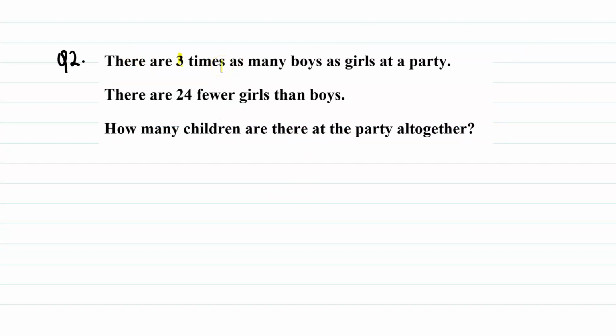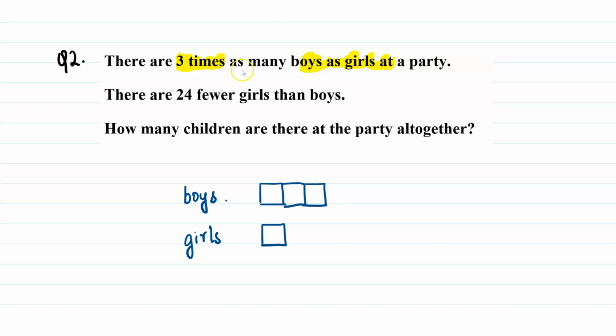It says there are 3 times as many boys as girls at a party. For this first statement, let's draw a bar model. So we have boys and girls. If there is one box for girls, then for boys there should be 3 boxes, because boys are 3 times as many as girls, as it says there are 3 times as many boys as girls at a party.